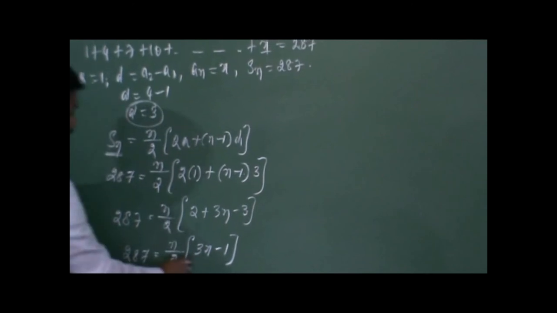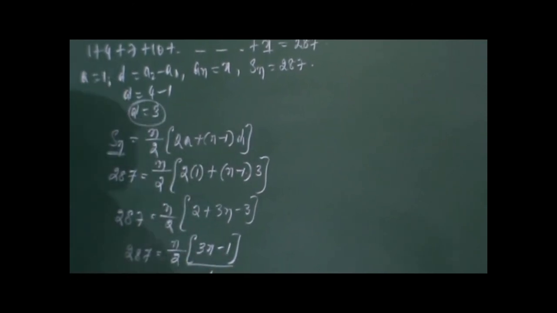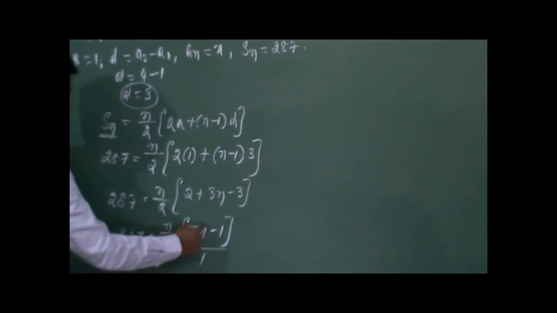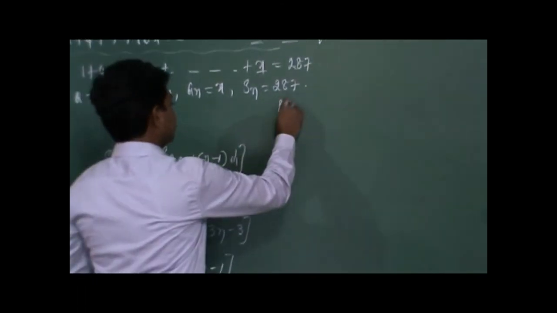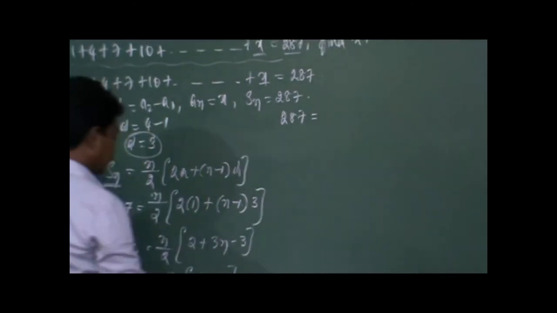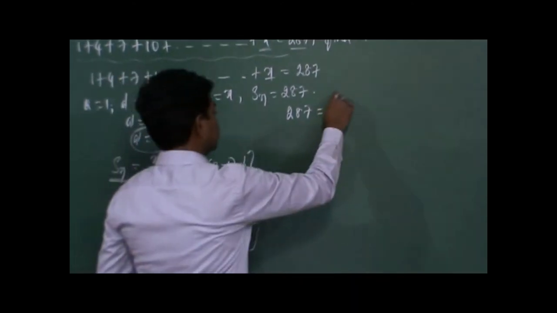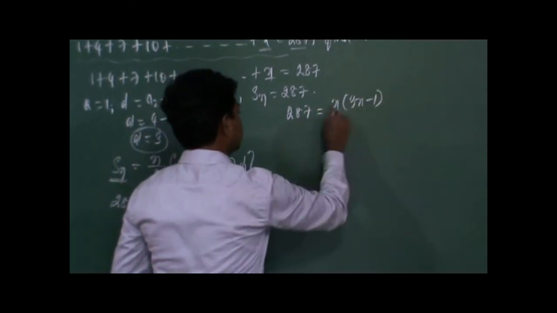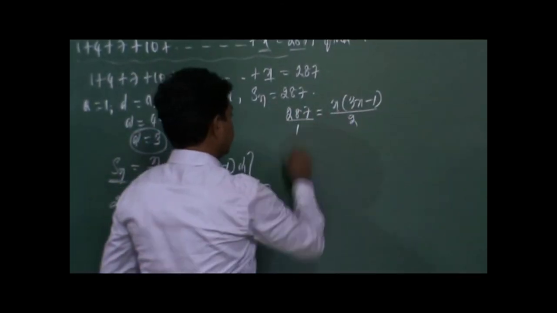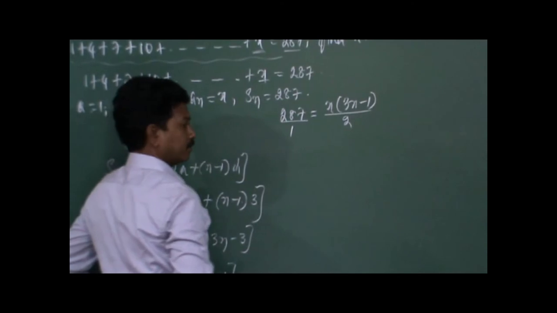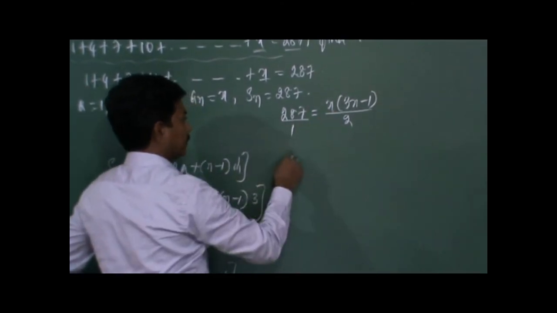So let us multiply this. Then we consider below 3n minus 1 we have 1, numerator into numerator, denominator into denominator. So 287 is equal to n into 3n minus 1 by 2 into 1 is 2, and here by 287 we have 1 as the denominator. Let us go for cross multiplication.